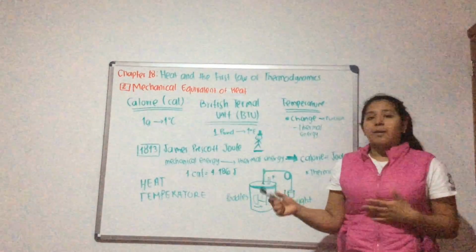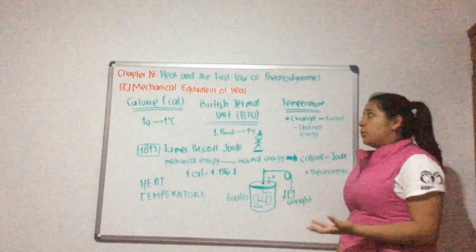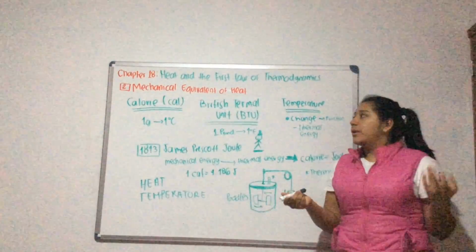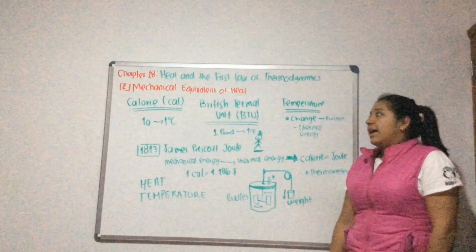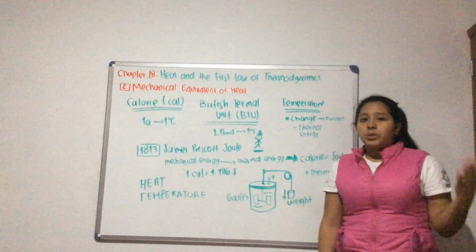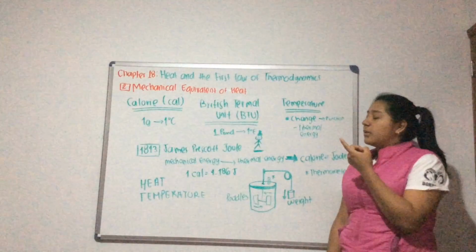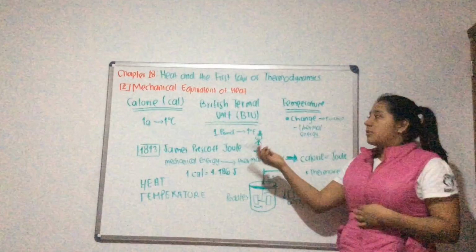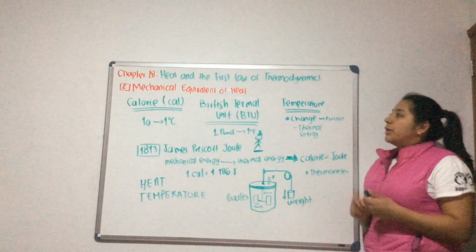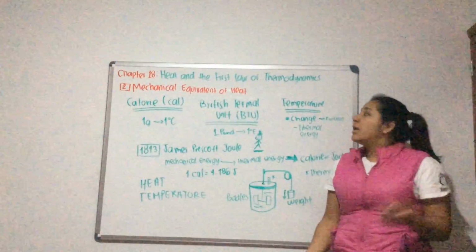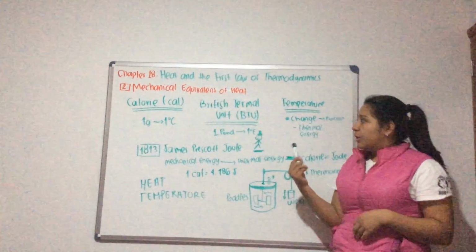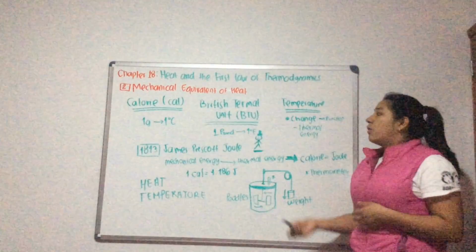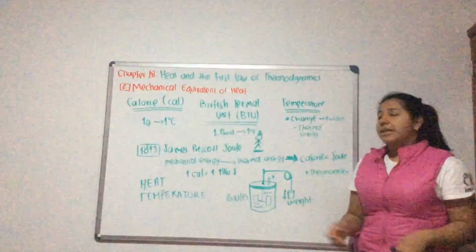So now we're going to talk about the second topic of Chapter 18, which is called the mechanical equivalent of heat. First of all, we're going to begin with defining what a calorie is. A calorie is the amount of heat required to raise the temperature of 1 gram of water by 1 Celsius. Another common way to measure heat is the British thermal unit, or BTU, which is the amount of heat required to raise the temperature of 1 pound of water by 1 Fahrenheit.